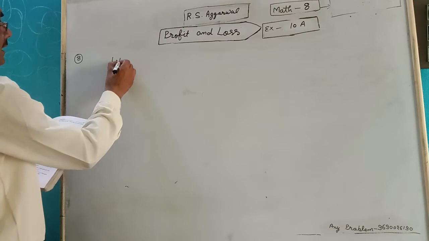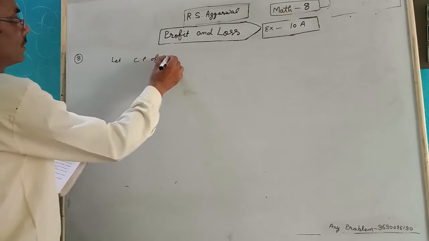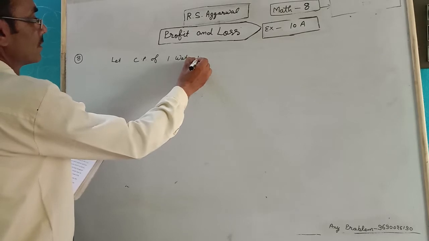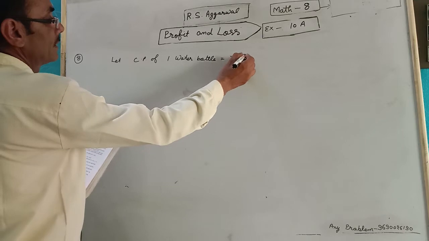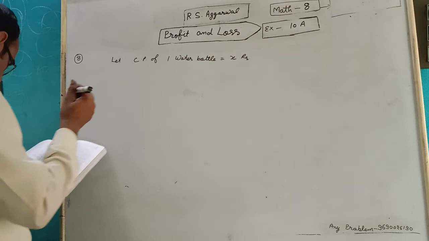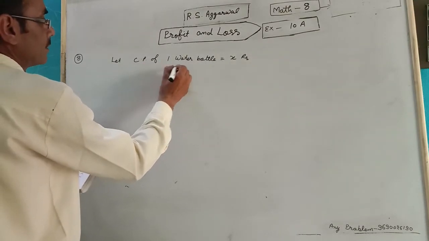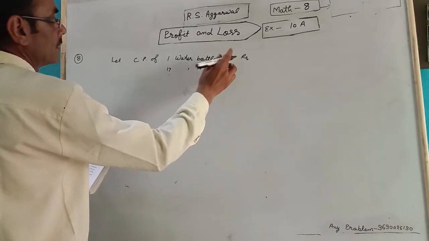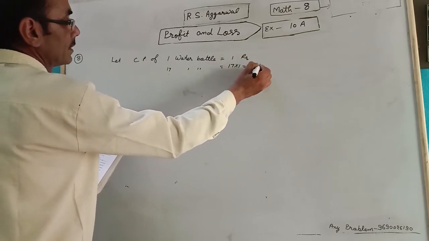So first, let the CP of 1 water bottle be equal to X rupees. Here, the cost of 17 water bottles is equal to 17 into X, that is 17X rupees.